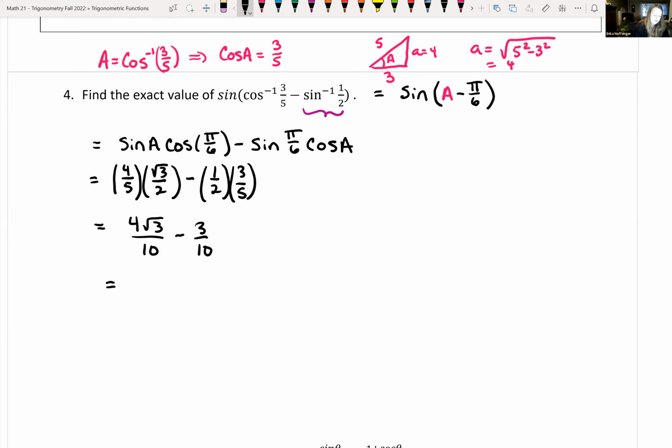Let's not reduce that first fraction because we have a common denominator. Let's just rewrite that as a single fraction. And so we have 4 root 3 minus 3, all over 10. Okay, so moving right along, let's go to the next problem.